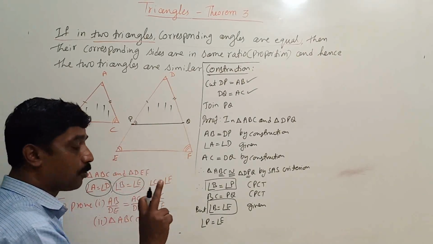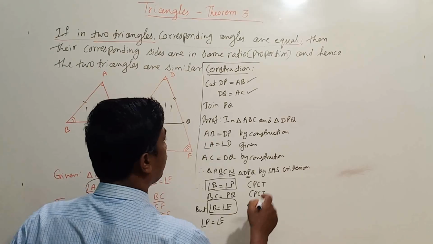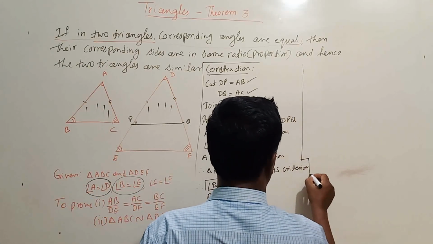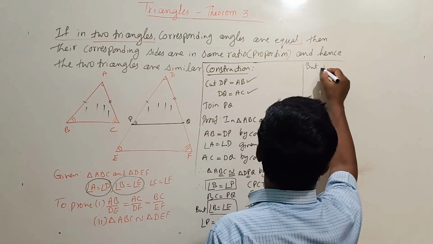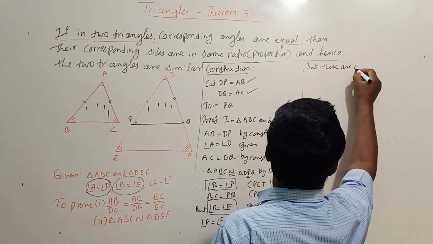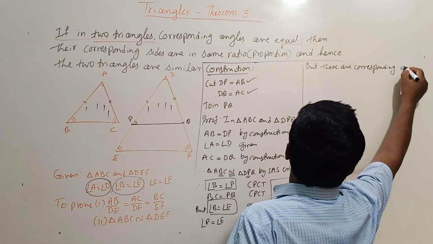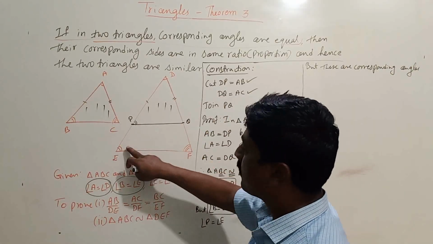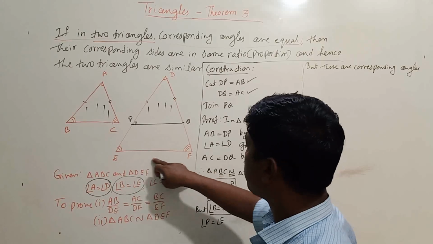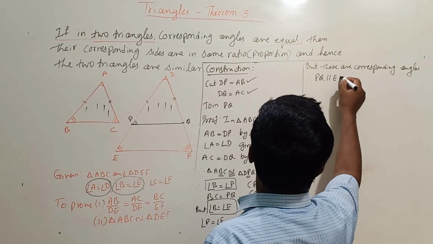But these are corresponding angles, right? Let me write above here. But these are, what? Corresponding angles. Which are corresponding angles? P and E. So that means, therefore, PQ is parallel to EF. So therefore PQ is parallel to EF.